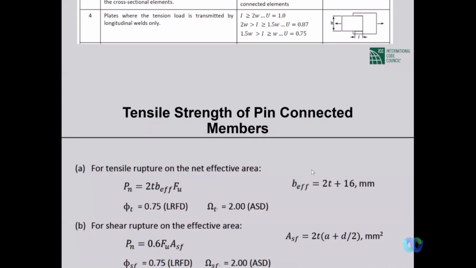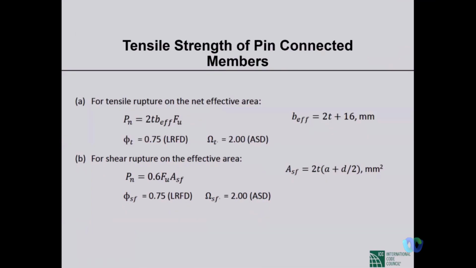For pin connected members, there are additional formulas. We will not go into the detail. There may be two types of ruptures. For pin connected members, there may be shear. That is, suppose there are bolts along a line. Along that line, the member can shear out, can be completely sheared. So that is shear rupture.